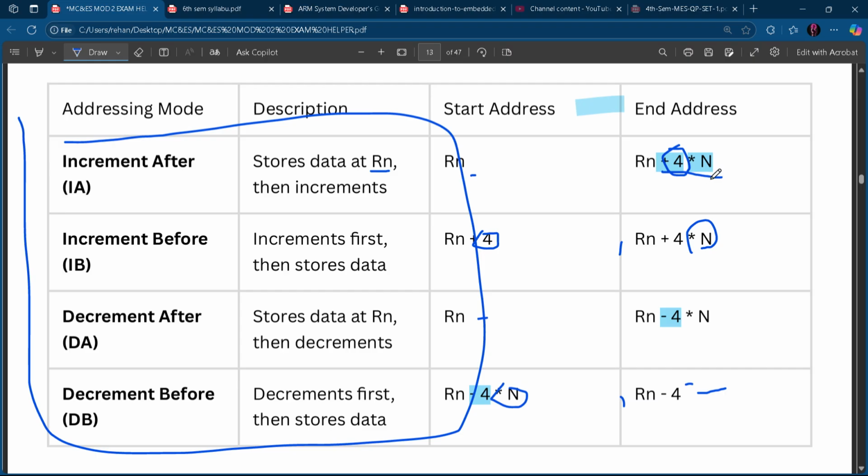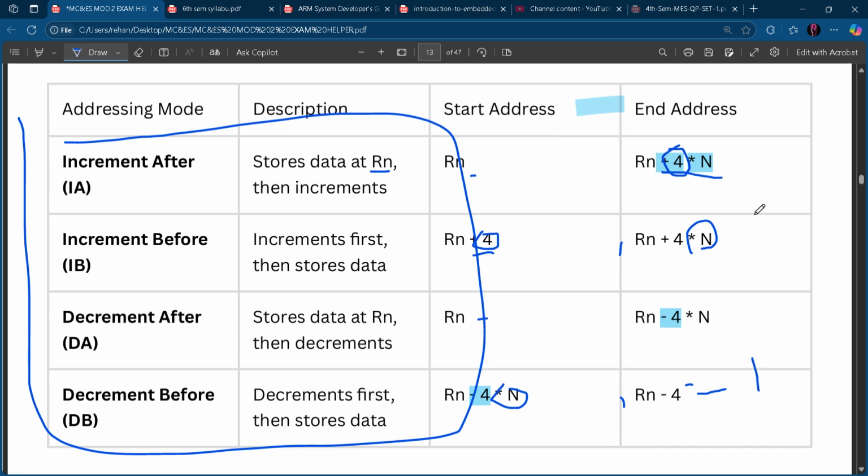It's because for all the registers, right? It is performing on all the registers. So you are multiplying it by n number of registers. Same way, increment before, it is being incremented before. At the end, both are same. These both are same, and these both are same.